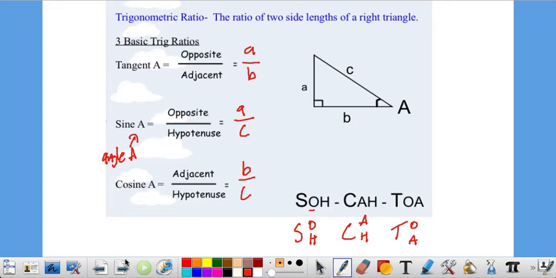Now, we have a calculator that can do these for us. Back before calculators were common, old textbooks had huge tables that had all of the sine, cosine, and tangent values for every angle measurement.